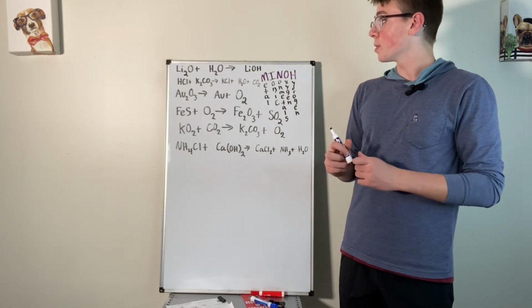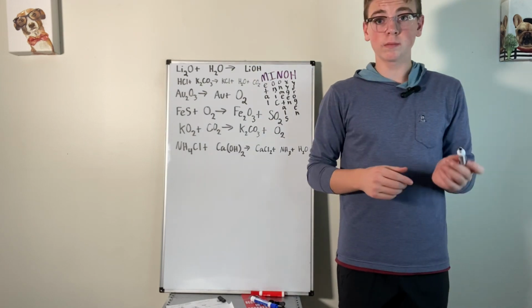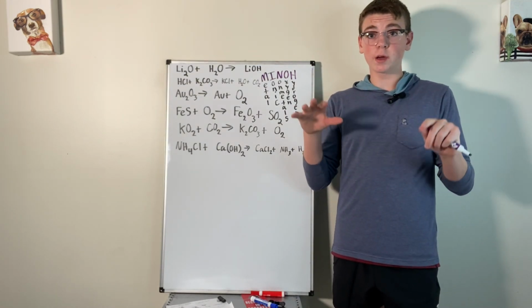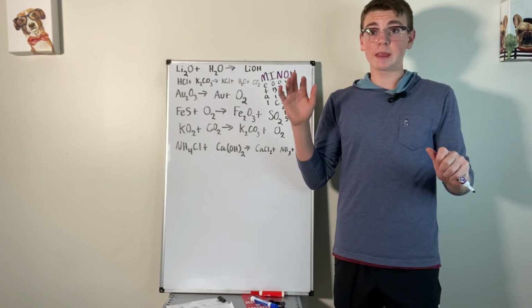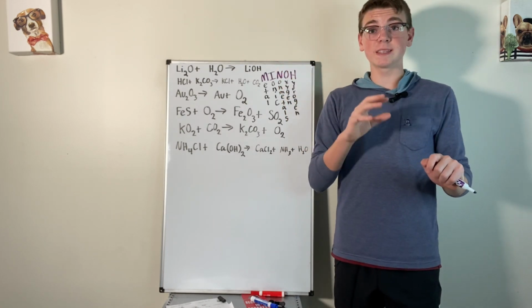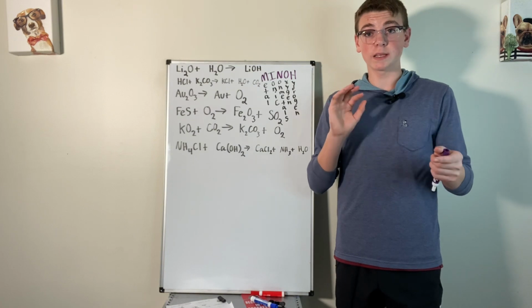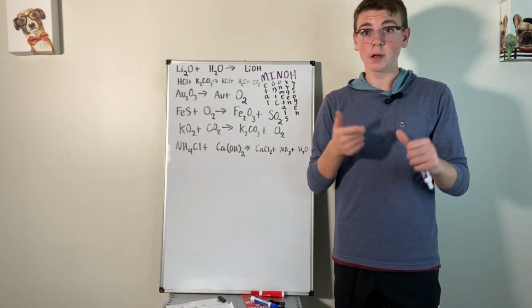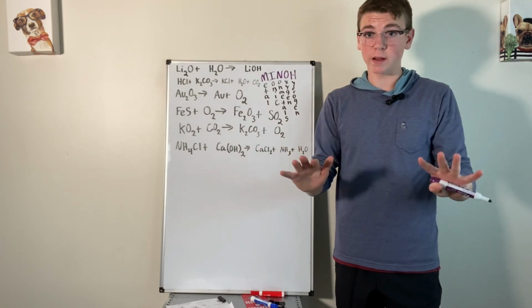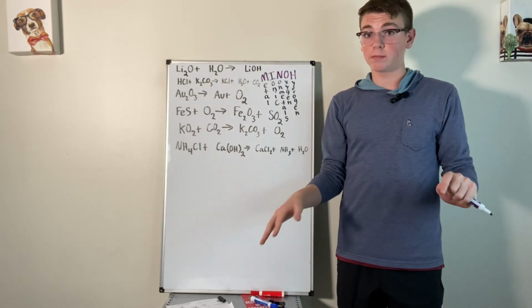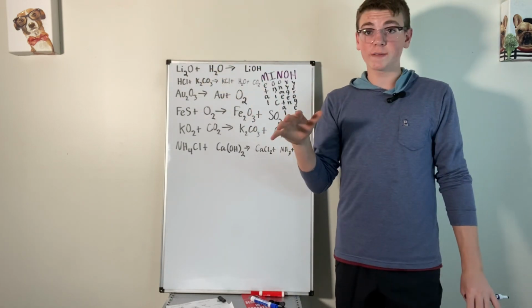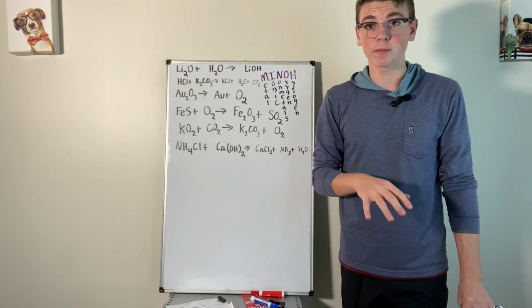Okay, so let's start with a simple problem. All we have to do is obey the conservation of mass, meaning that there has to be the same amount of atoms on both sides for each element. You can't create matter and you can't destroy matter. So just keep the same amount of atoms. It doesn't matter how complicated the question is or how many coefficients you have to add. You just have to keep the same amount of atoms.